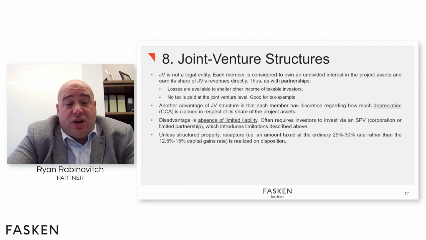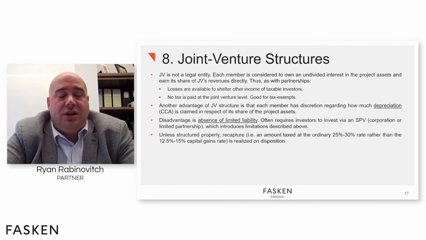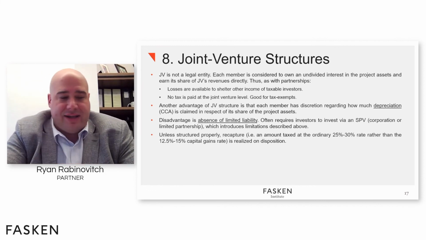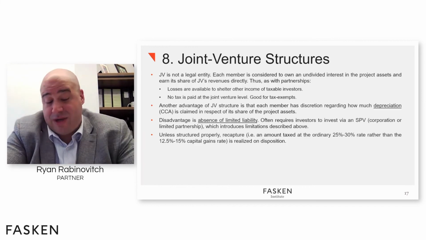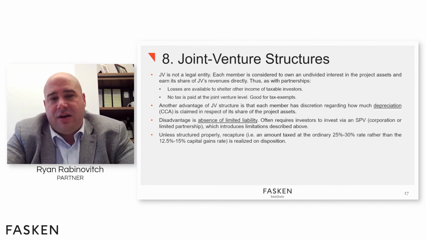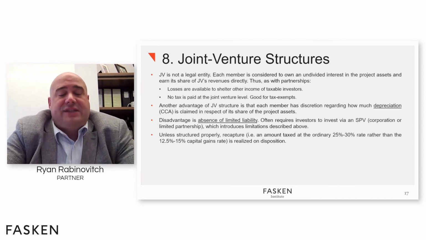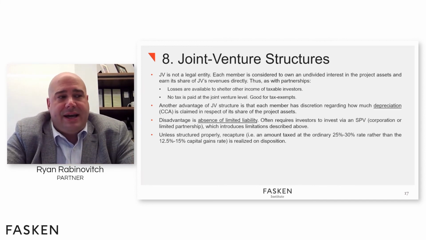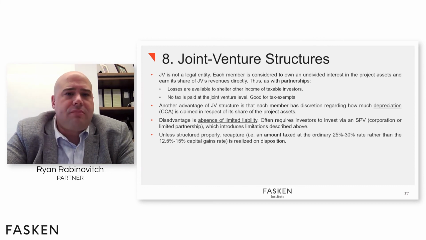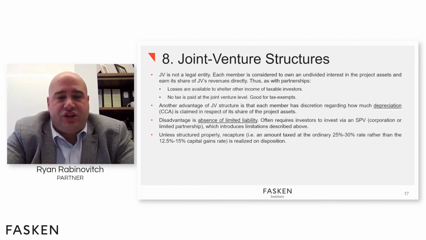Another advantage of the JV structure is technically you each own your pro rata share of the project assets, which means you get to decide how much depreciation you want, and the other party has to decide. Because depreciation, I'm not sure I mentioned that, but it's discretionary. You can take none of it, or you can take all of it. So when we say that you can depreciate 100% of the cost of a class 43.2 renewable energy asset until 2024, you could also choose not to take it if you don't need the tax shelter, for example.